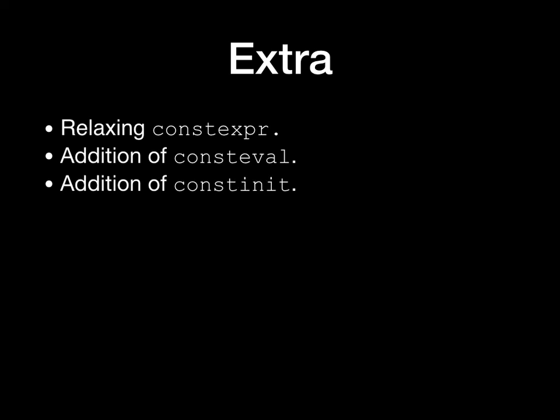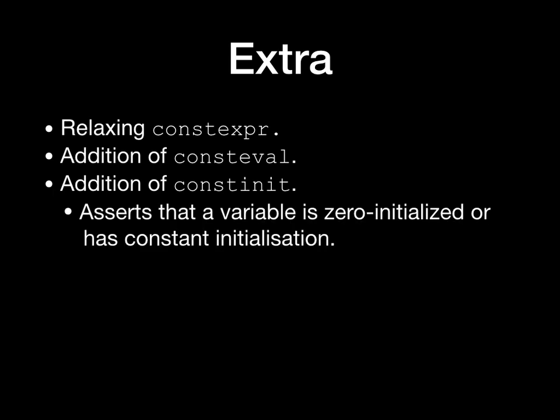So constinit was also added in C++20, and it asserts that a variable is either zero initialized, so that's a top level variable, or a static variable, for example, or that the variable has constant initialization. That means it can be constructed at compile time. So that's what constinit means.